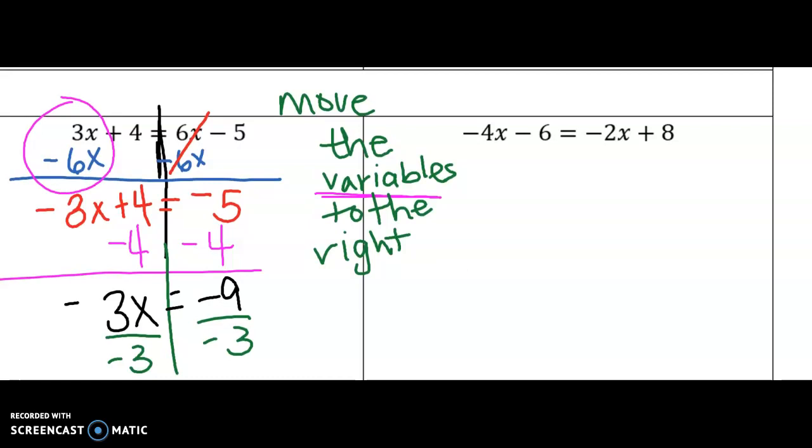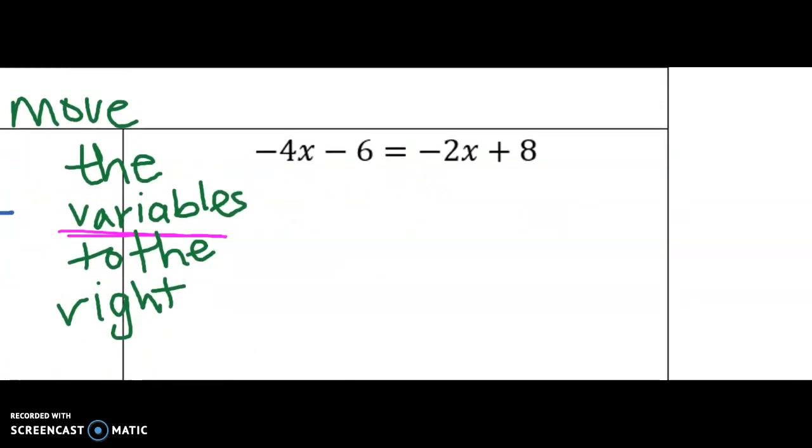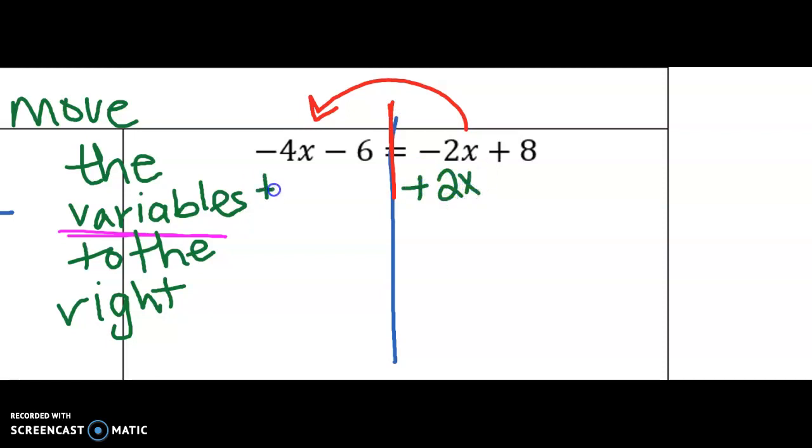Alright, so hopefully you tried to solve this problem and paused the video. So let's go ahead and do it together. Bring this down. We got negative 4x minus 6 equals negative 2x plus 8. Again, we want to get our variables together, so I'm going to move that 2x over here. But to move it, I'm crossing this line, so I got to change the sign. So this is a negative 2x, so I got to make it plus 2x. Don't forget to change the sign if you cross it over the line. If you cross it over the balance, you could think of it that way.